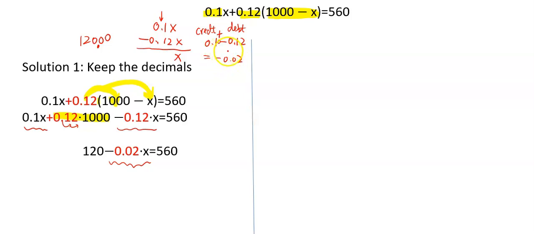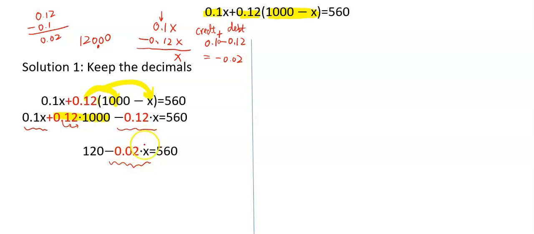And how much more debt than credit? We're actually doing 0.12 minus 0.1, or 0.10. After we do the subtraction, we get 0.02. And again, it's negative because we have more debt than credit. So this is how I get this after combining these two like terms.